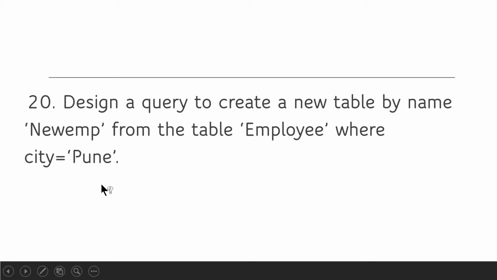This indicates that via the make table query, we are going to create a new table by name new EMP from the existing table employee. And what is the condition here? Condition is city is equals to Pune. This indicates that from the existing table employee, the employees who are from the city Pune will be taken to the new table, that will be new EMP.